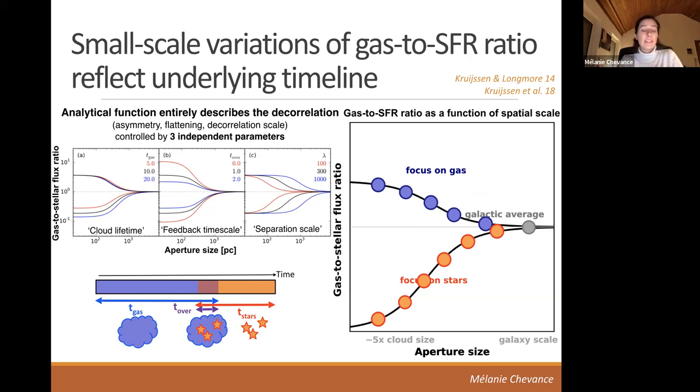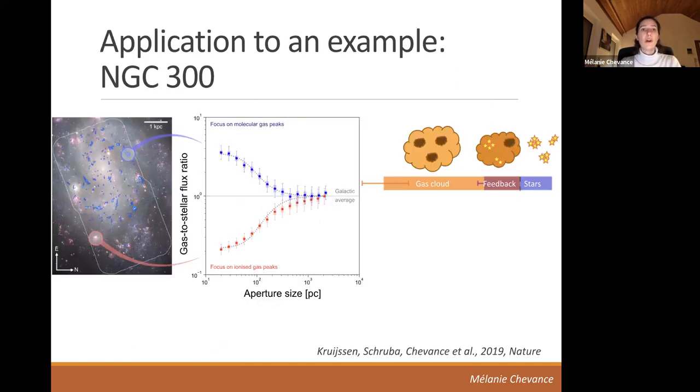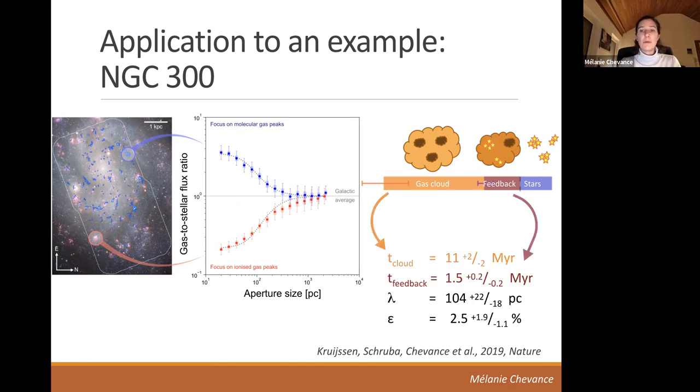So we can fit this decorrelation of the gas to stellar flux ratio as a function of spatial scale, and constrain these three parameters: cloud lifetime, how long the clouds are living; a feedback time scale, how fast the stars are disrupting their clouds; and the typical distance between regions. We have applied this to a nearby galaxy, NGC 300. What you see here are our real data. We have measured the gas to stellar flux ratio, focusing on gas peaks and on young stars, as a function of spatial scales. By fitting this decorrelation, we measure a cloud lifetime of about 11 megayears, a feedback time scale of 1.5 megayears, a typical distance between regions of 100 parsecs, and a star formation efficiency of about 2.5%.